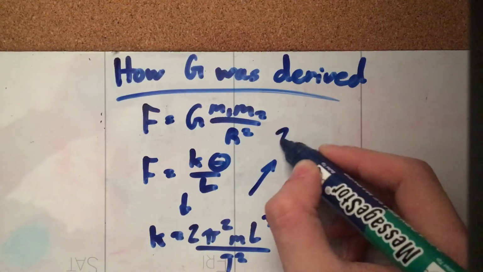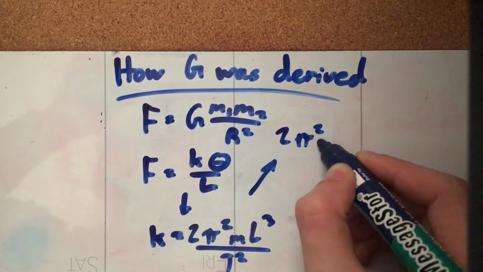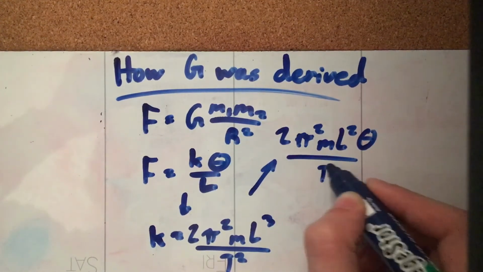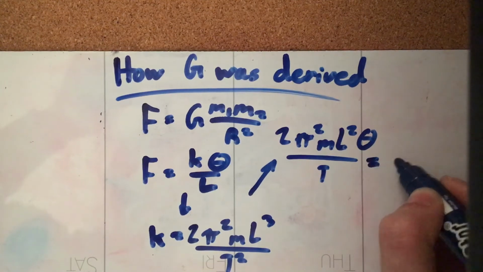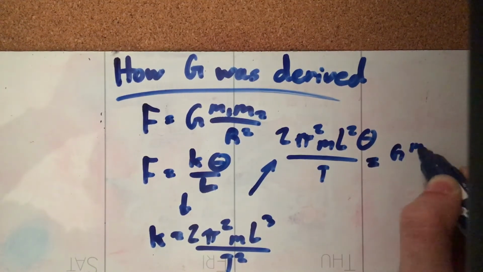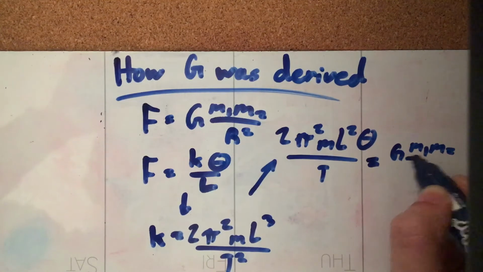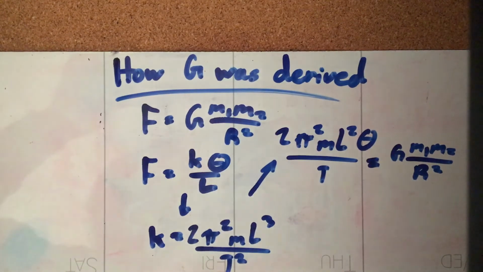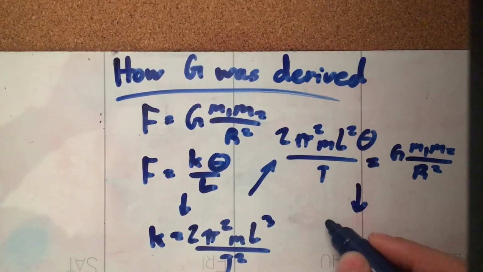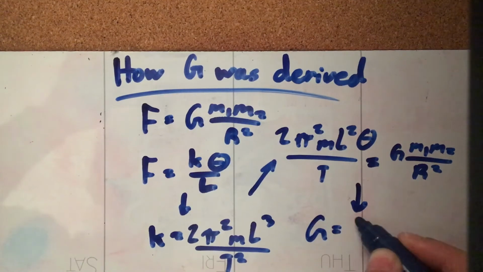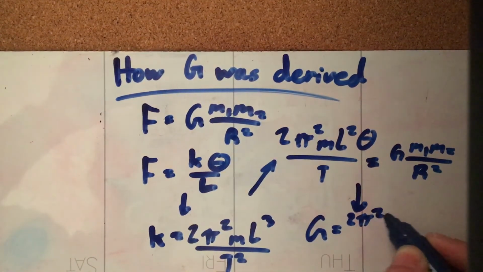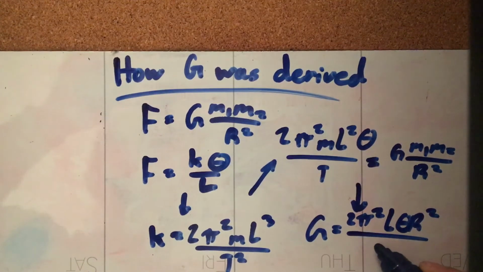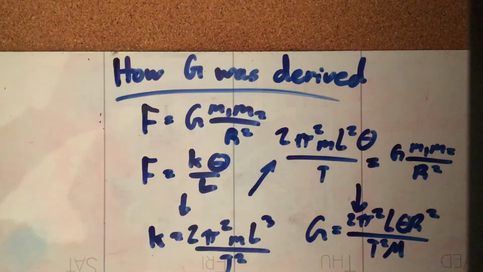Then we can know that 2 pi squared M L squared times theta over T squared equals G times M1 M2 over R squared. We can find that G equals 2 pi squared L theta times R squared over T squared M. And that is the equation we used.